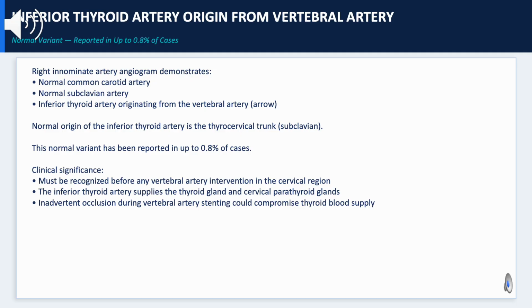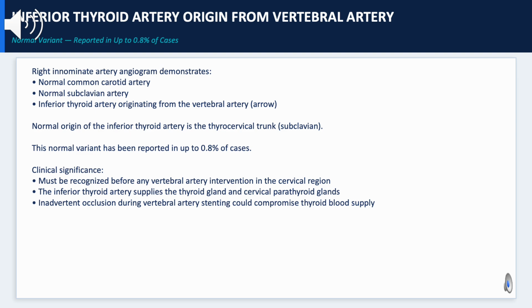The inferior thyroid artery normally arises from the thyrocervical trunk of the subclavian artery. In this variant, reported in up to 0.8% of cases, it arises from the vertebral artery instead. The innominate angiogram clearly shows a normal CCA and subclavian, with the inferior thyroid artery originating from the vertebral rather than the thyrocervical trunk. The clinical significance is specific to vertebral artery interventions.